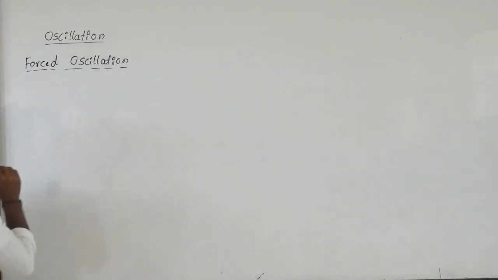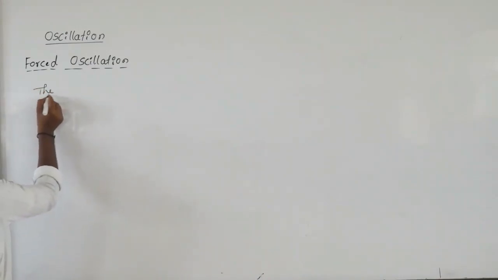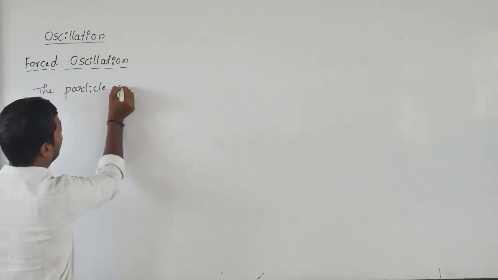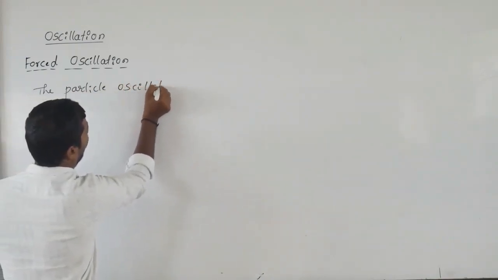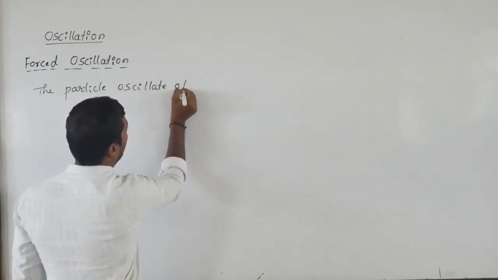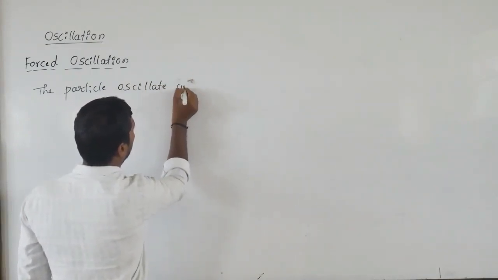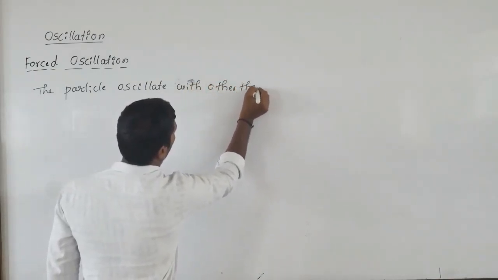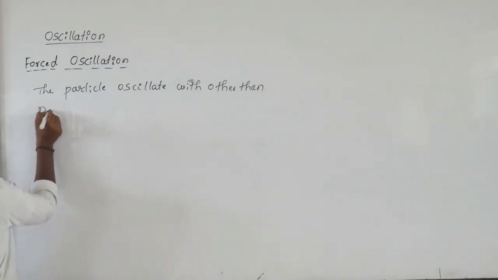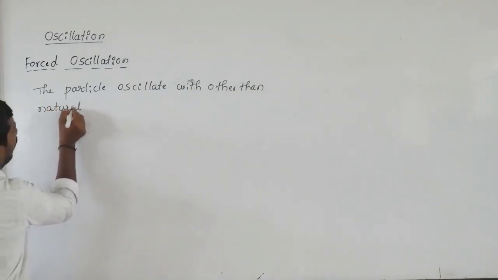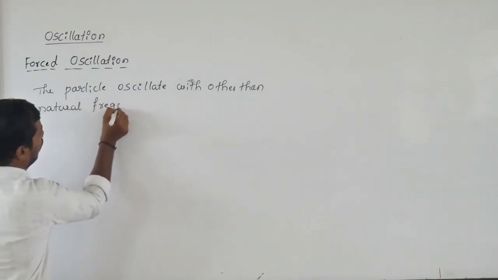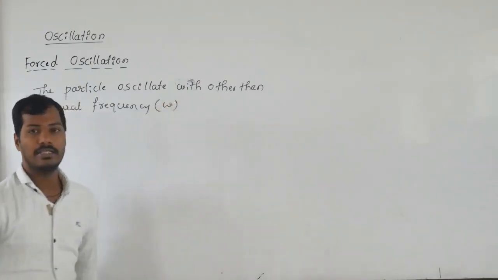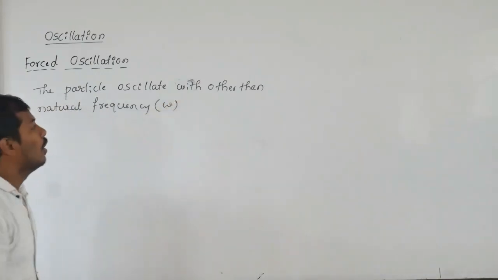Its definition is here: the particle oscillates at a frequency other than the natural frequency. That natural frequency, the natural angular frequency, is called omega.